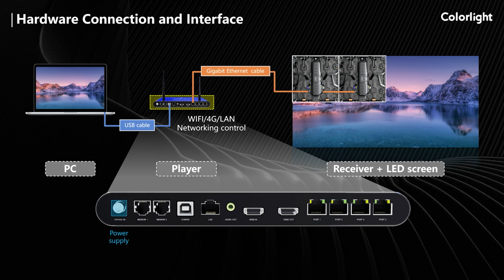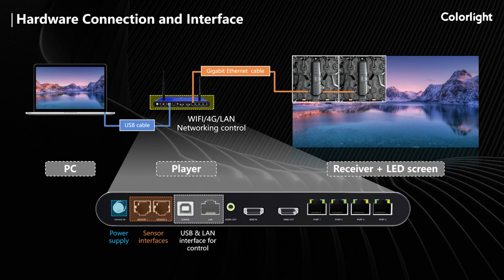This is the power connector of the Media Player. The working voltage is 12 volts DC, and it adopts the spiral locking design, which can strengthen the stability of the power connector of the Media Player. There are two RJ11 ports for the sensor's connection, which can monitor the environmental information of the screen.